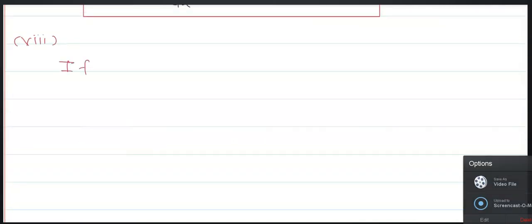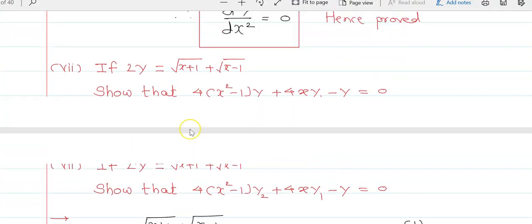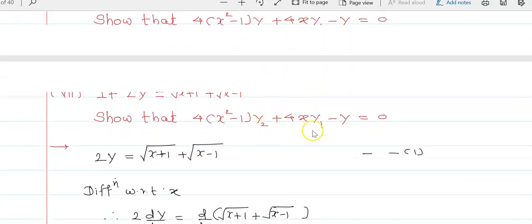And then we substitute particularly d²y/dx² is equal to y2, dy/dx is equal to y1. This is the example that you can see now. This is y1, y2, y1.